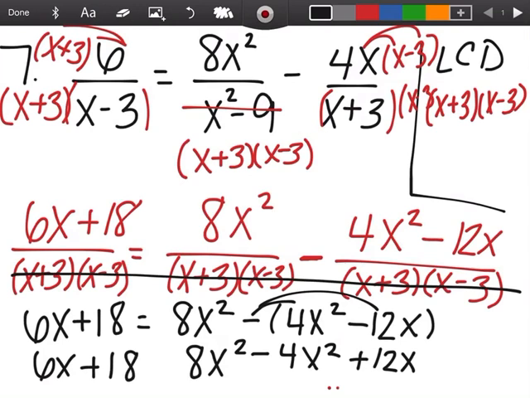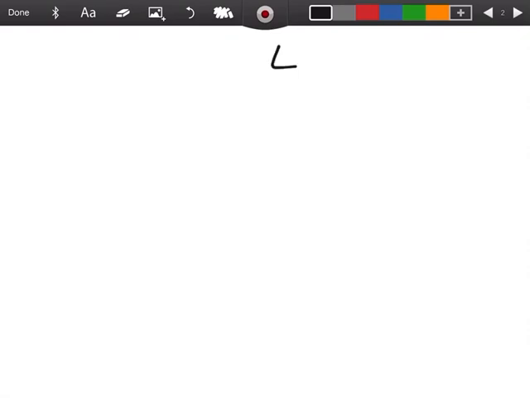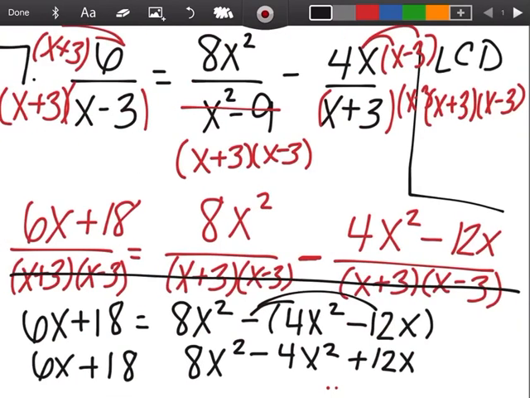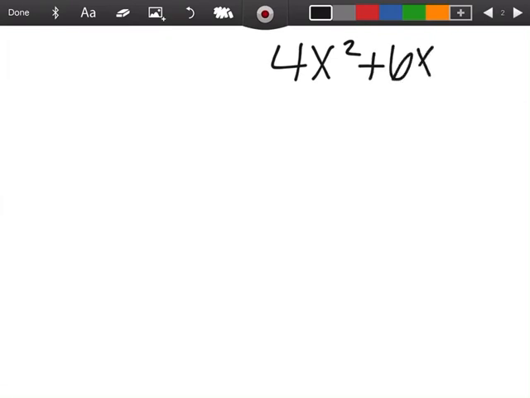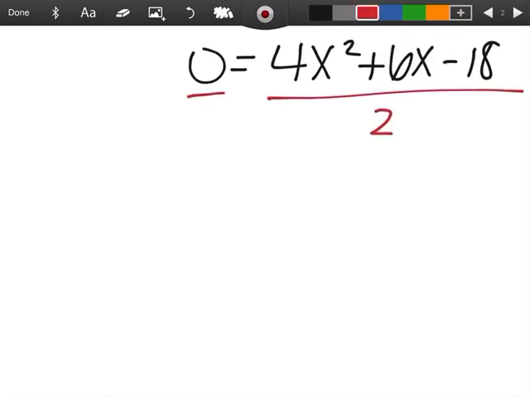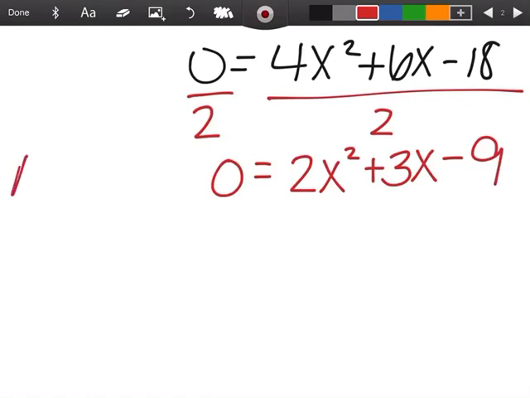So let's see what I'm going to do here. I'm going to combine 8x squared minus 4x squared and get 4x squared. I am going to subtract 6x over, so 12 minus 6 is 6, and I'm going to subtract 18 over. So plus 6x minus 18 equals 0. So this is what I'm solving. Because it's an equation, I can decide that I want to divide both sides by 2. So 0 equals 2x squared plus 3x minus 9.